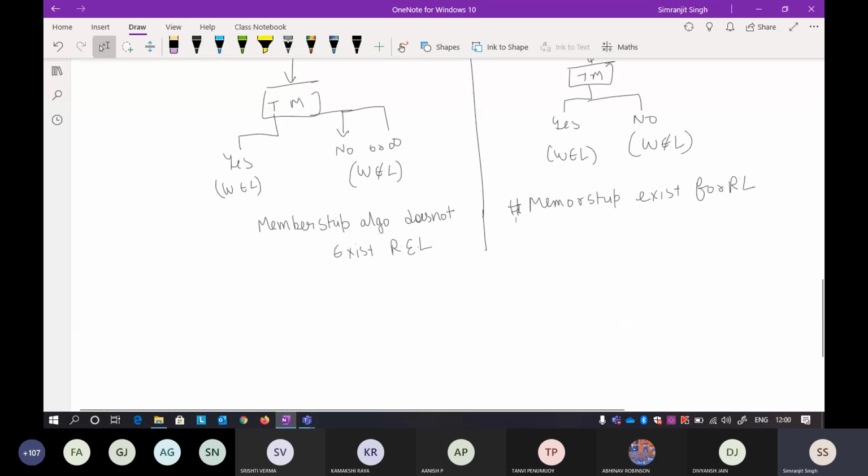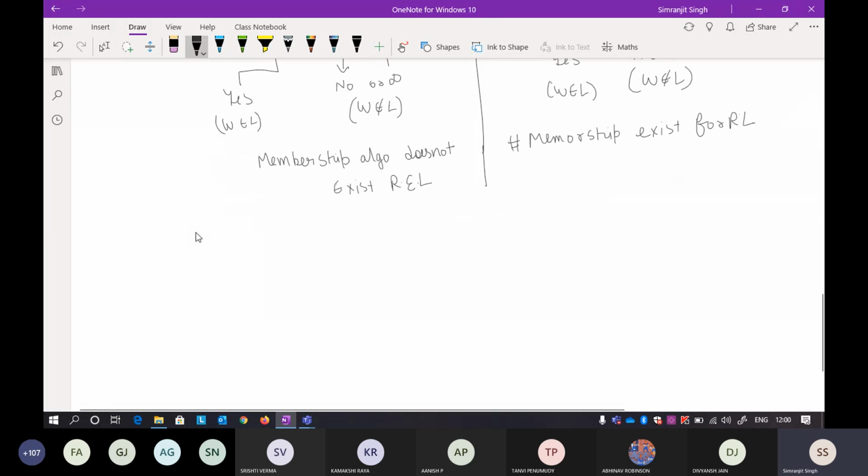Now get back to the theorem. Suppose there is a sigma star. Sigma star is the set of all strings that are possible over the input alphabet sigma. Now this is your language L. The language that is not contained in this becomes your L complement. So this is your language L, and this is your language L complement.